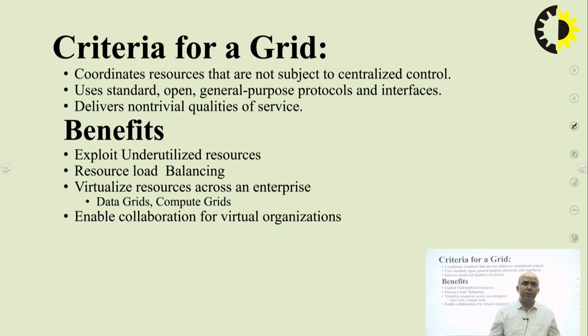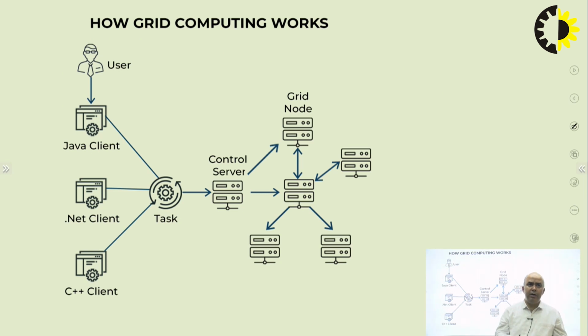We can have resource load balancing, as load balancing is one of the major characteristics in cloud computing. So load balancing plays a vital role here. Virtualization of resources across the enterprises, such as data grids and computer grids, enables the collaboration of virtual organizations. Grid computing is part of cloud computing, in which we utilize the resources which are being left idle. So this is how grid computing works.